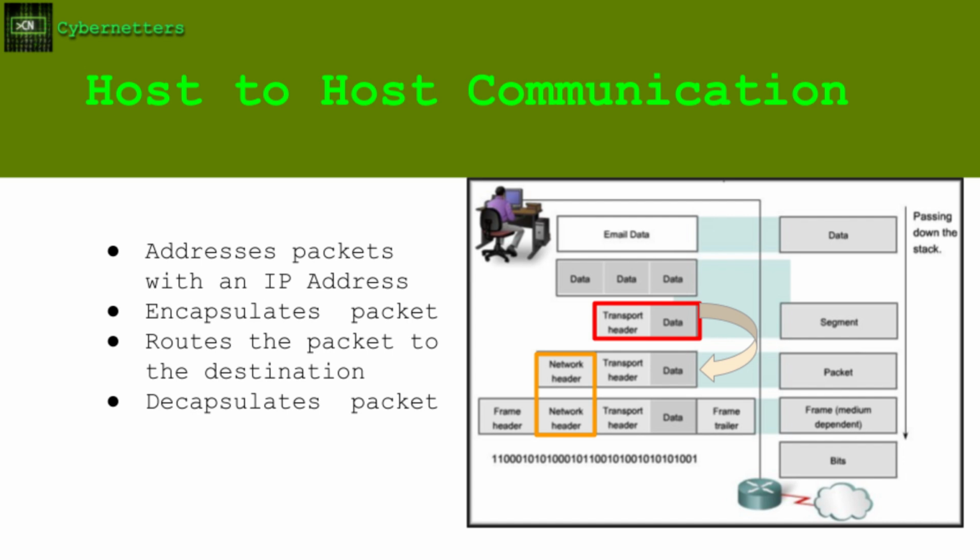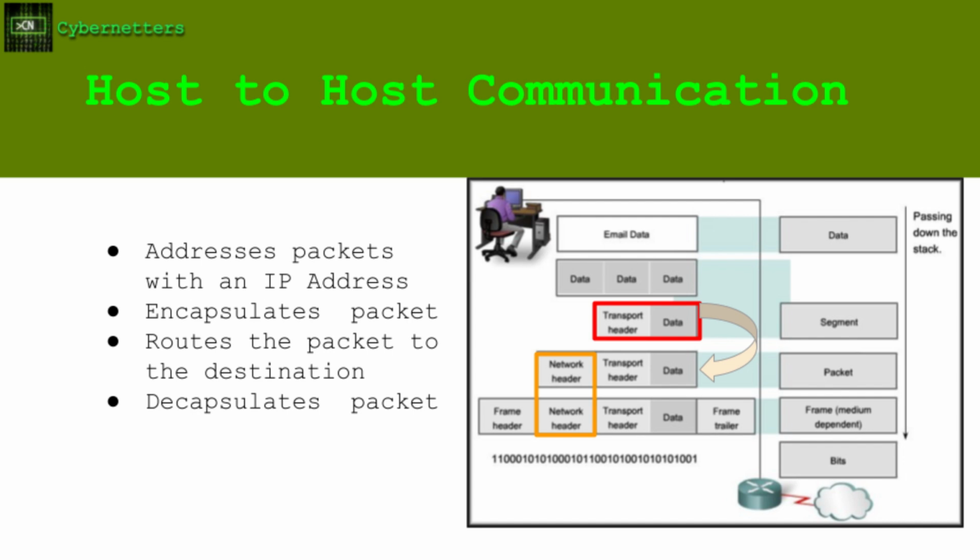Second, it encapsulates the packet. The network layer adds an IP header to the data received from the transport layer, which is the TCP or UDP segment. For example, when you send an email, it is encapsulated in multiple layers before it's transmitted. Third, it routes the packet to the destination.